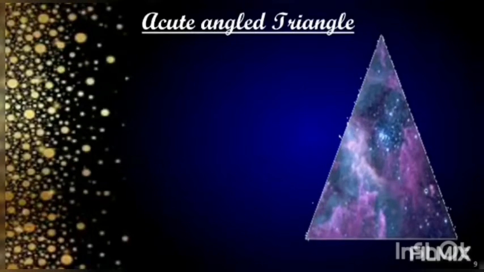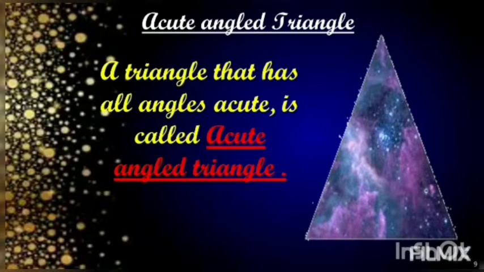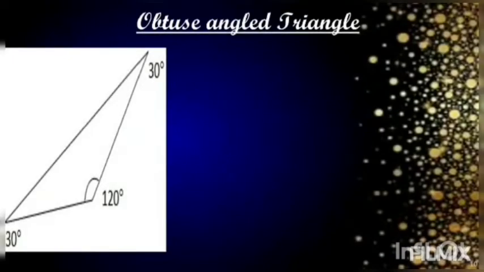Our first type is acute angle triangle. Acute angle triangles are those triangles where all the angles are acute, that is less than 90 degrees. So, in a triangle, if all the angles are less than 90, we call it an acute angle triangle.